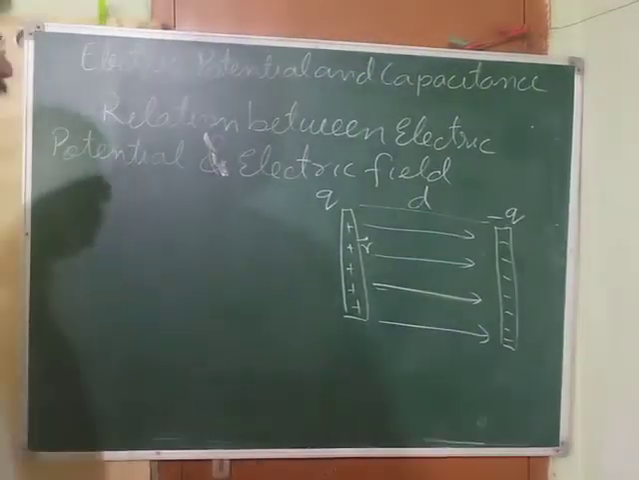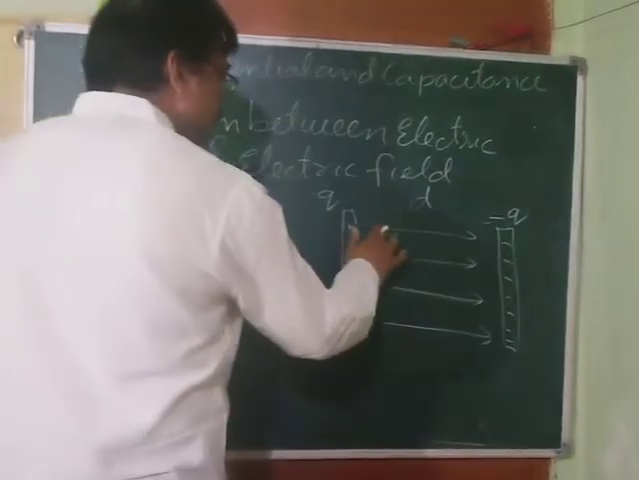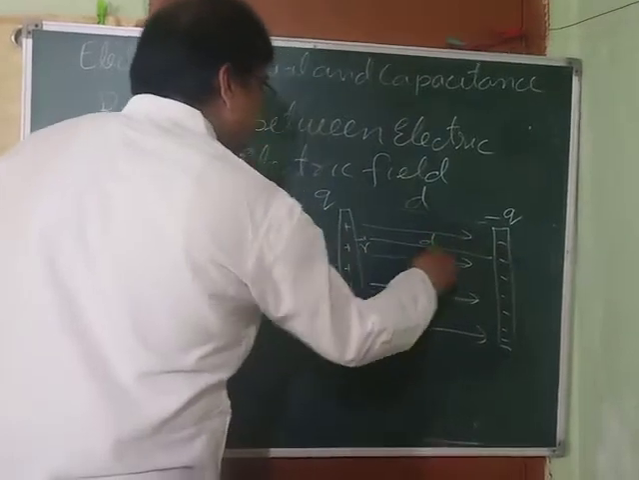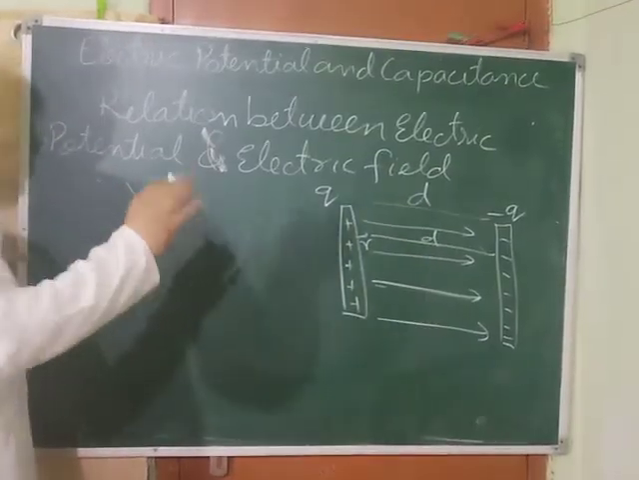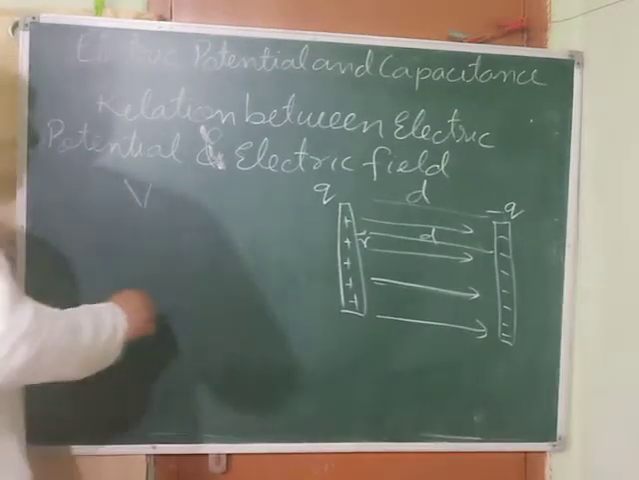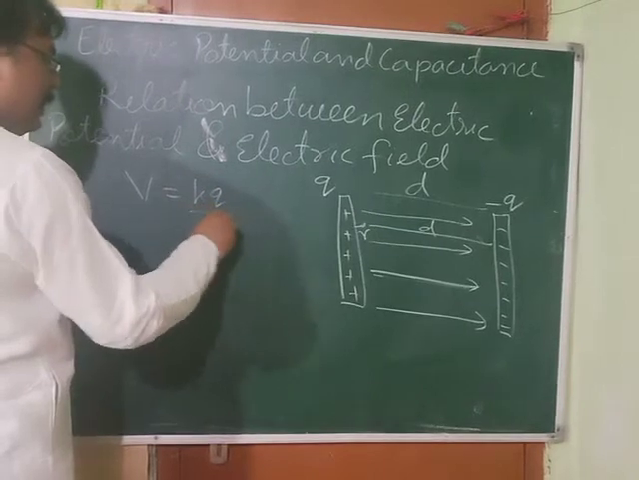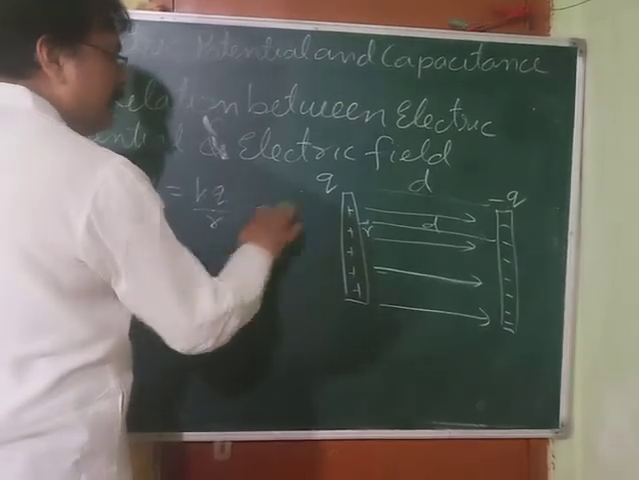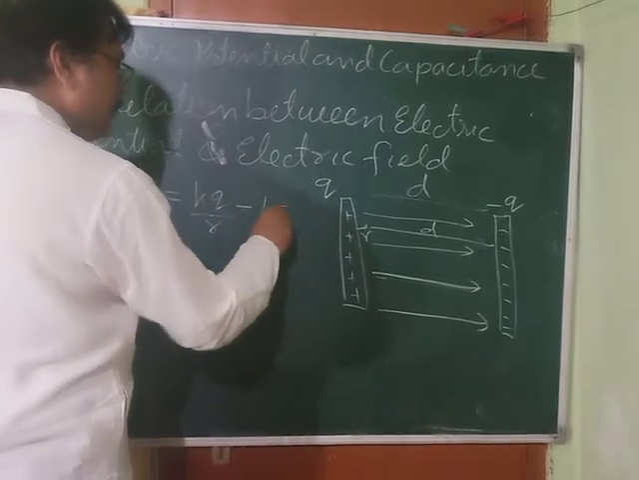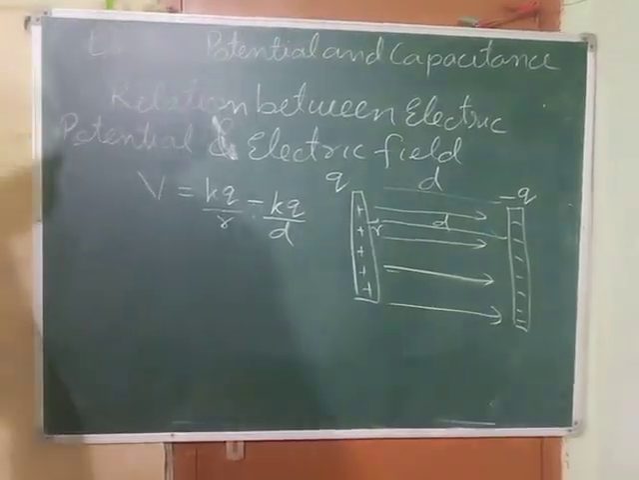So, what will be the potential at this point? This distance is D. Let's find out. Potential at this point, you need not write, just try to understand. Potential at this point will be how much? It will be KQ by R, plus, rather minus, because the charge is negative, minus KQ by D. Now, which has the more value?